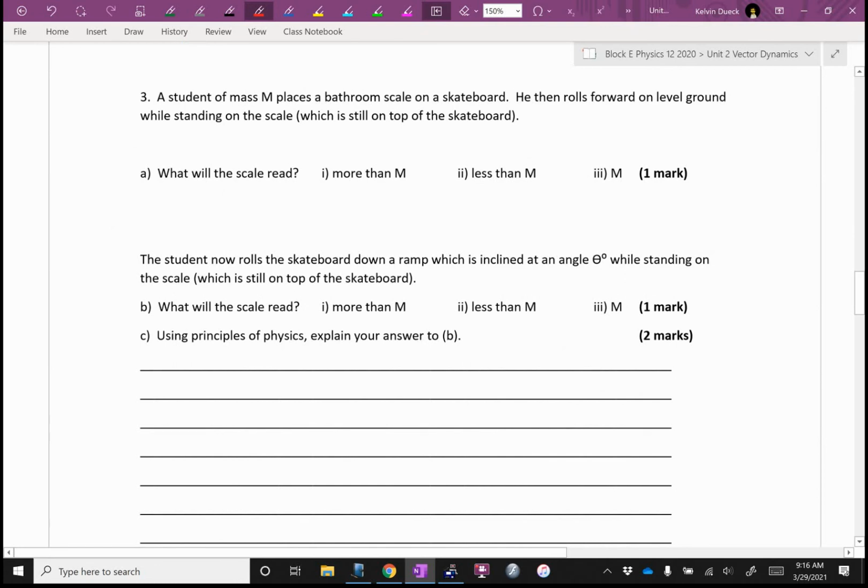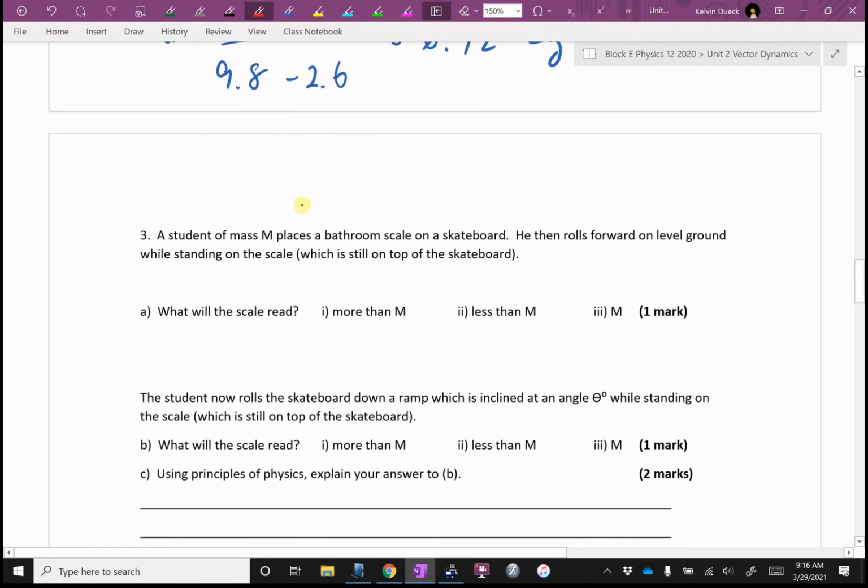A student of mass big M places a bathroom scale on a skateboard. So I guess I'm imagining the scale on the skateboard, and then the student is standing on it. The student then rolls forward on level ground while standing on the scale. I think right now for part 1, the scale will just read M.